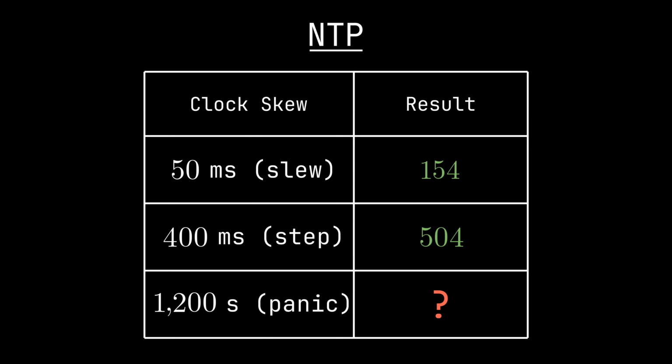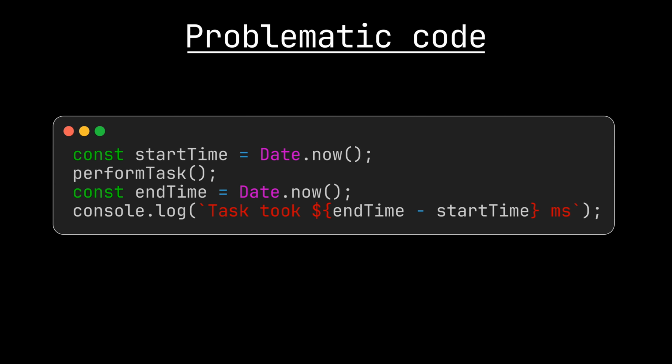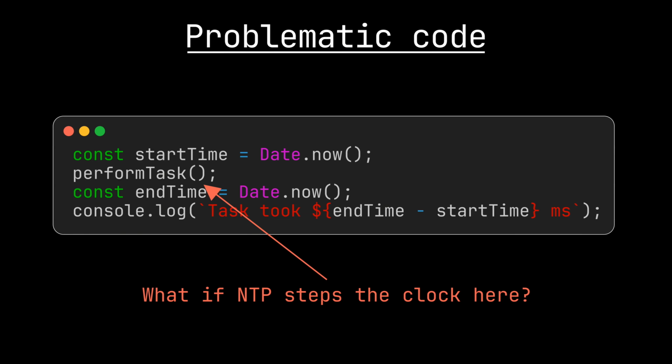Now that you understand clock drift, take a second to think about why this code might be problematic. I'll give you a hint. Date.now returns the Unix timestamp according to the system clock. So what if NTP decides to step the clock right after the task is performed, but before the end time is calculated? In that case, your performance benchmark is very broken.